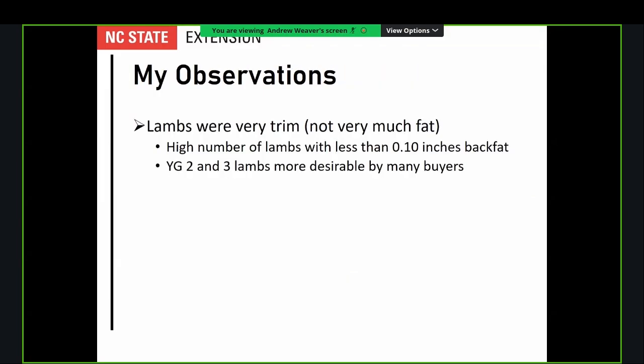And so my general overarching observations: lambs, as I mentioned, were very trim, not very much fat. A lot had less than 1/10 of an inch of back fat, so we need to work on that. And it's not a bad thing to have more yield grade 2, yield grade 3s. I hear a lot of discussion that lambs in that 2/10 of an inch to 3/10 of an inch back fat range is actually the preferred range. And so it's okay to get a little bit more fat on them. Not too much, but to have a little bit more is not a bad thing.